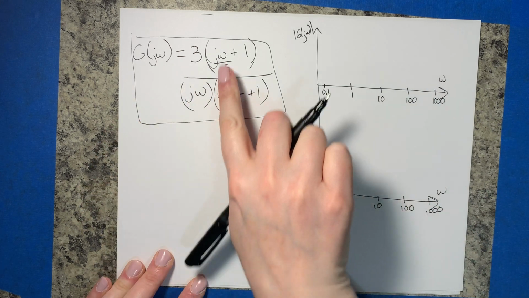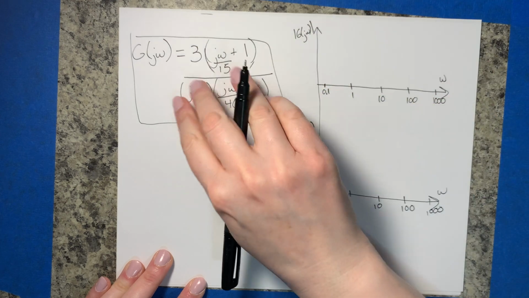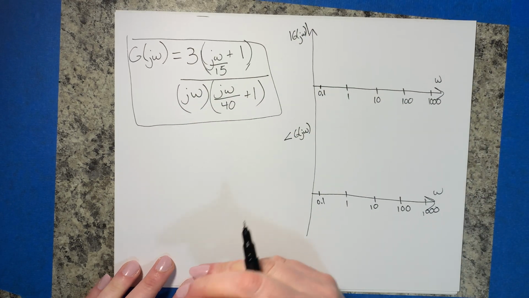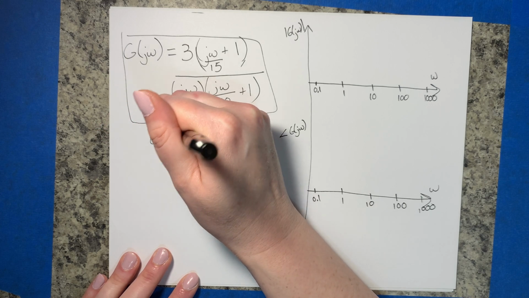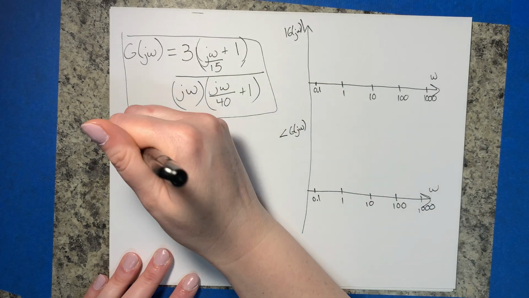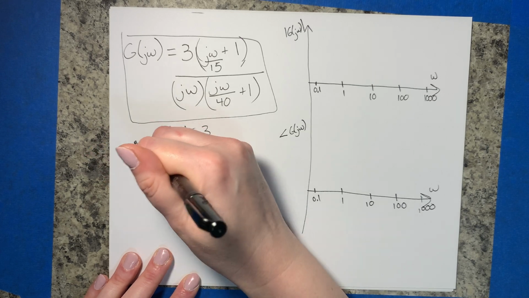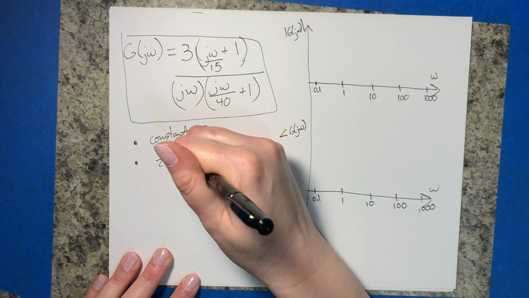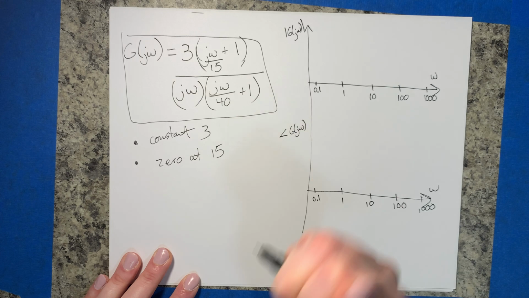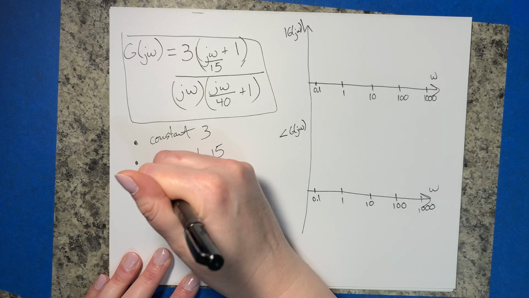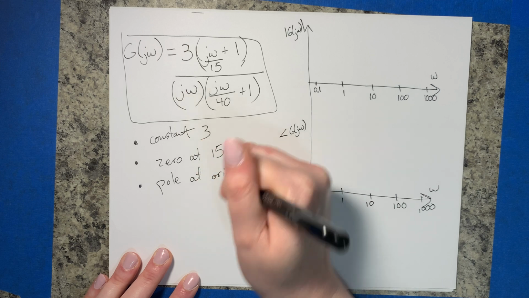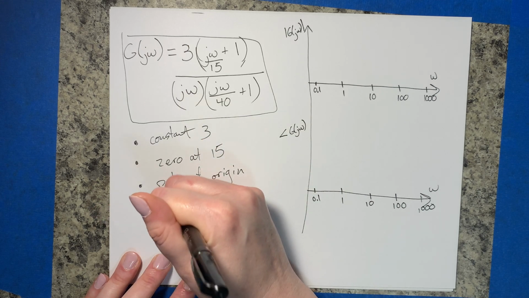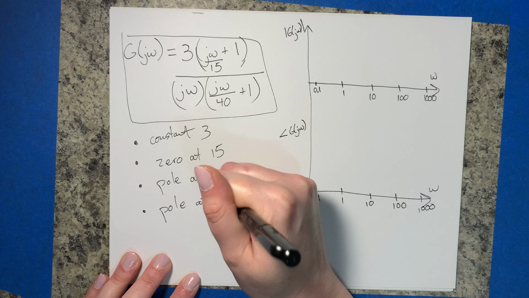Okay, so first thing I do before I even start drawing is I want to identify what parts are going to affect our graph. We have a constant 3. We have a 0 at 15. We have a pole at the origin. And then we have a pole at 40.